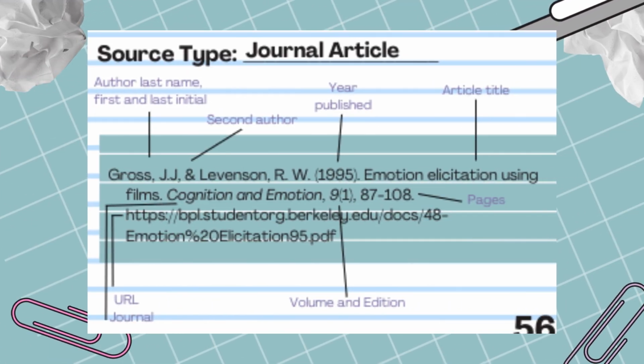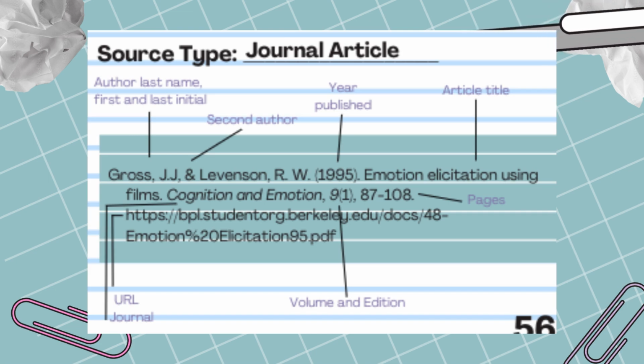My next example is an APA journal article citation. The formatting for this is author last name, first initial, the year, title of article, title of journal, volume number, issue number, page range, and URL or DOI link. In this example, I have two authors. If you had one, instead of a comma and symbol, you would just put a period. But here I have Gross JJ and Levinson RW.